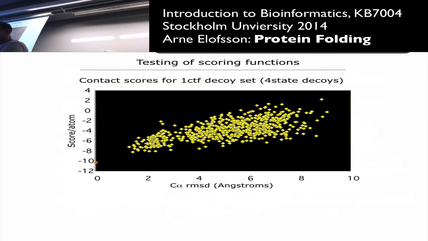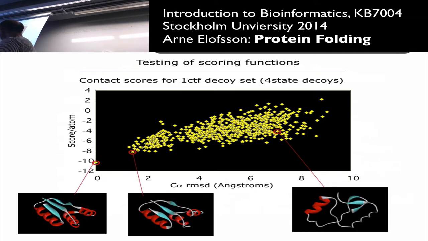So this is what some of the models look like. This is the native structure, this is the best model, and it looks quite similar. This sheet is not as perfect, this is probably too short, and there is a slightly different angle, etc. But most of it looks great. This one is completely wrong.